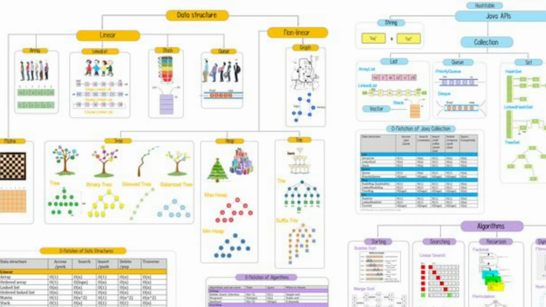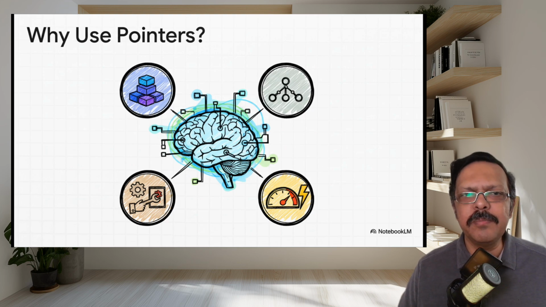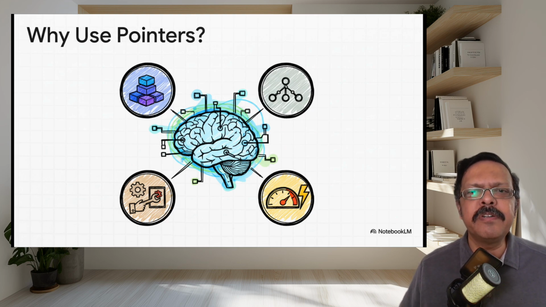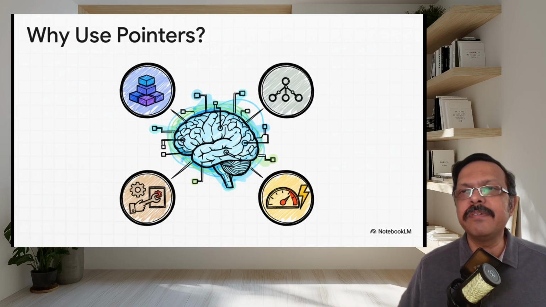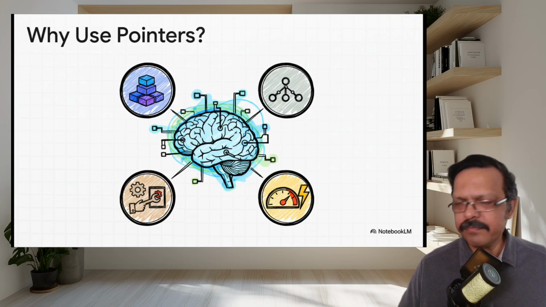And it also helps in implementation of complex data structures like lists, trees, and graphs. We'll get into that when we talk about data structures. And it's faster and more flexible code. So they're one of the most powerful and defining features of C. Sorry, I meant pointers and references. They're one of the most powerful and defining features of C.